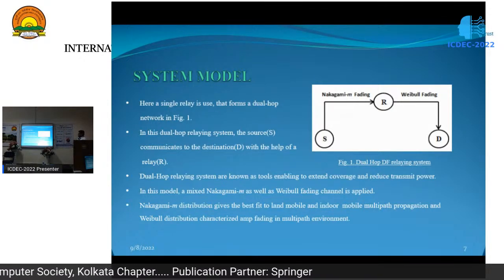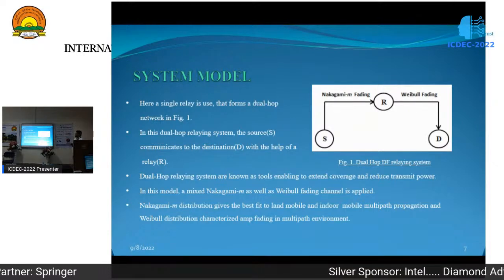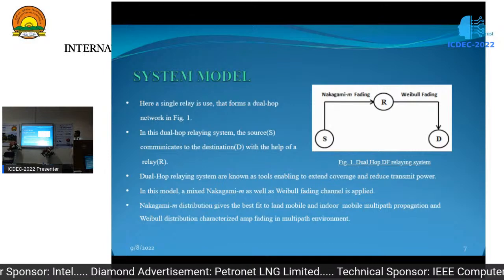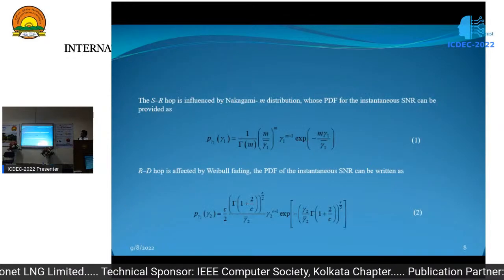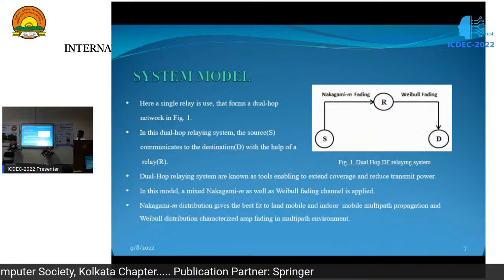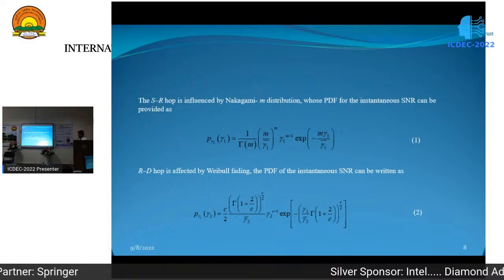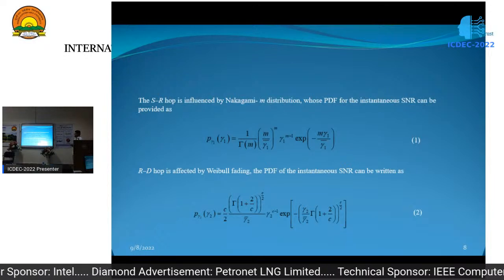Here, we have taken the Nakagami distribution fading channel because it gives the best fit to land mobile and indoor mobile multipath propagation. The same holds for the Weibull distribution for indoor and outdoor areas. So for source to relay, we take the Nakagami fading. For that, the CDF of the instantaneous SNR is the equation we are taking. And for relay to destination, for the Weibull fading, the PDF of the instantaneous SNR is shown.